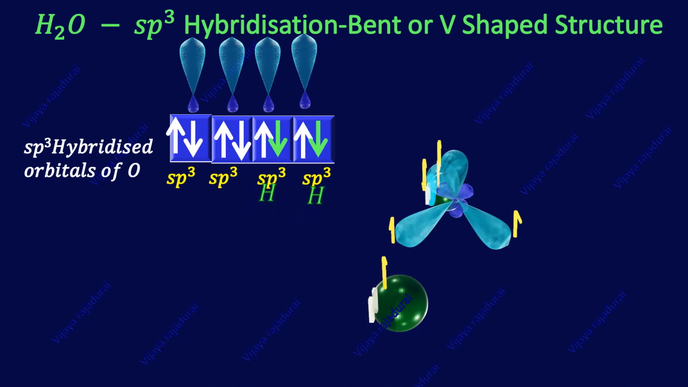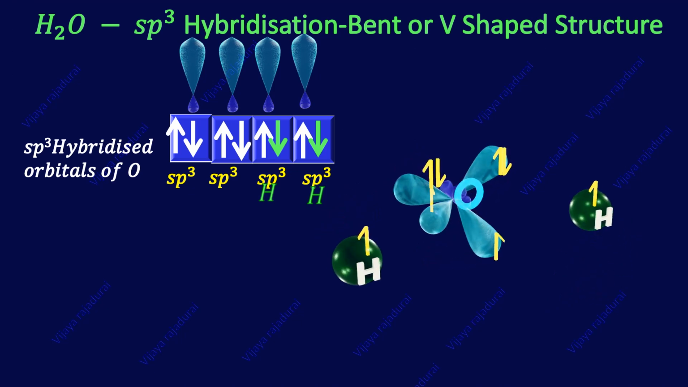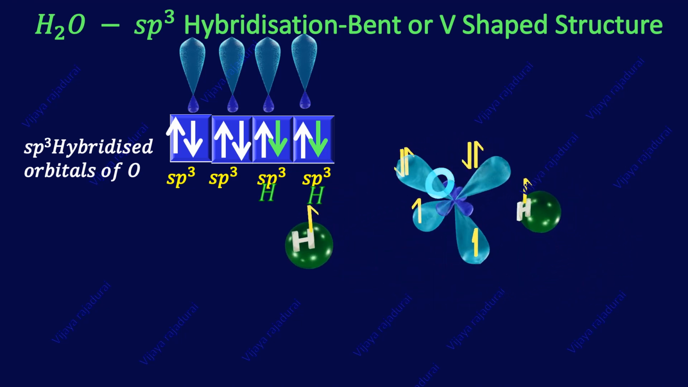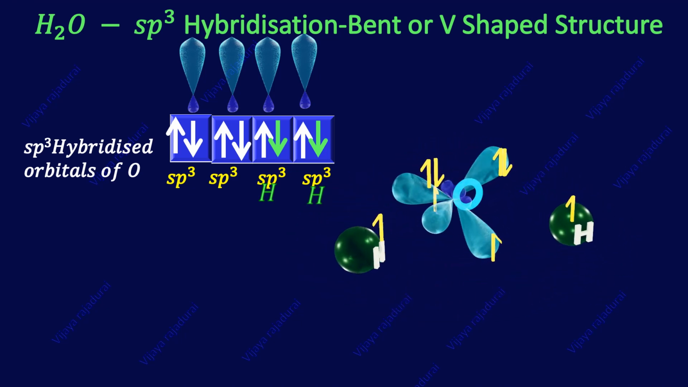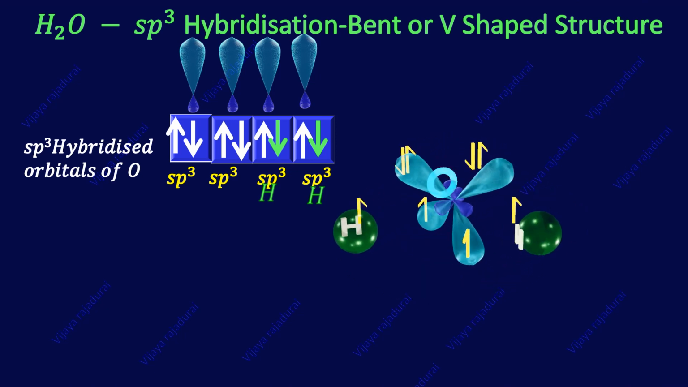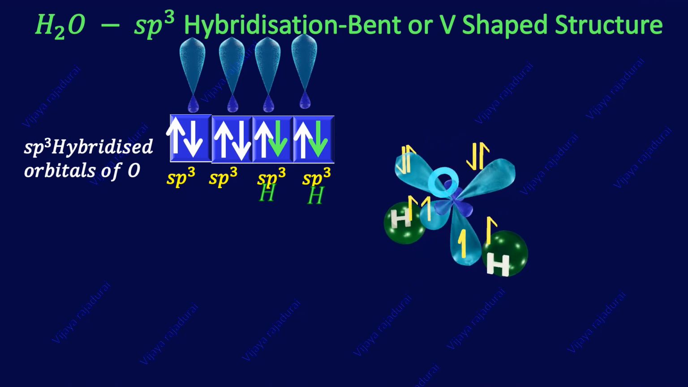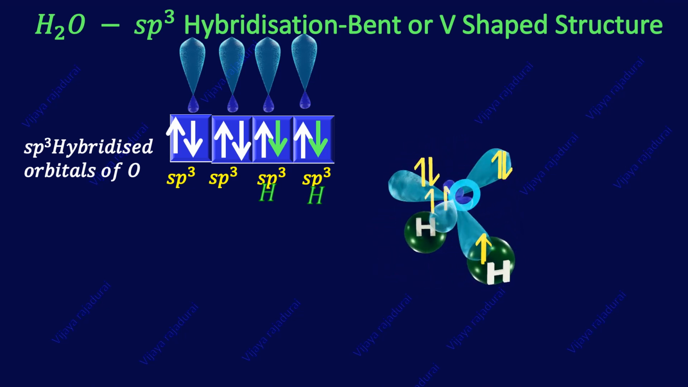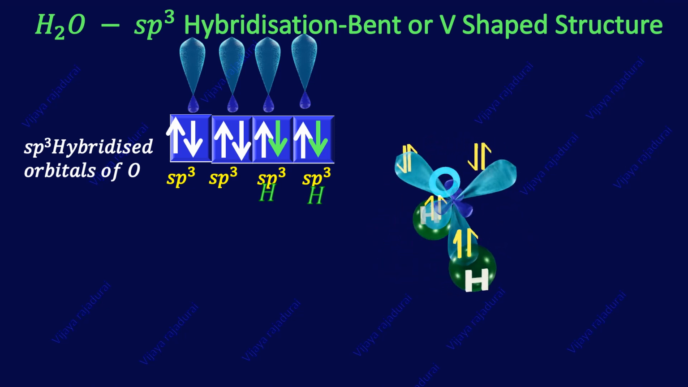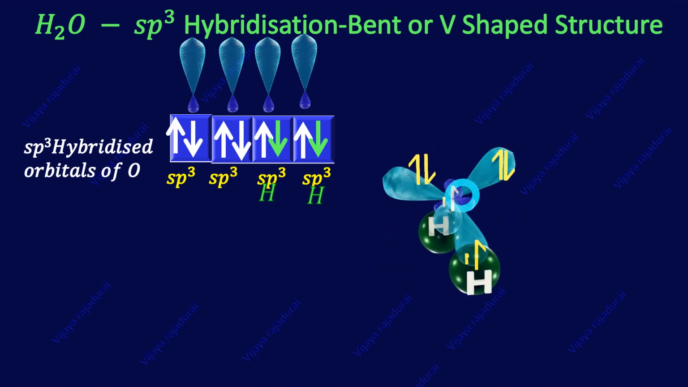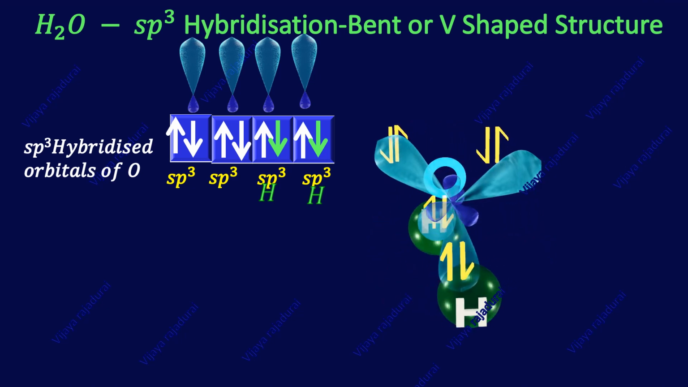So 2 out of 4 sp3 hybridized orbitals are overlapped with 2 1s orbitals of hydrogen atoms, giving 2 O-H sigma bonds. So after overlapping, this water molecule has 2 lone pairs of electrons.